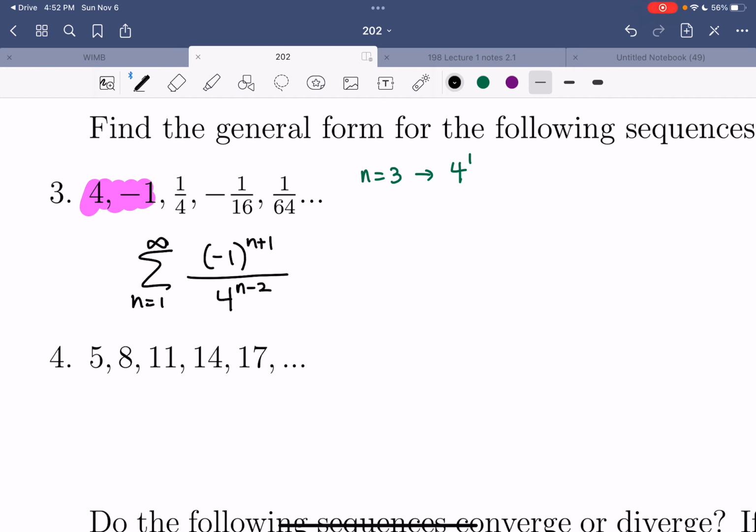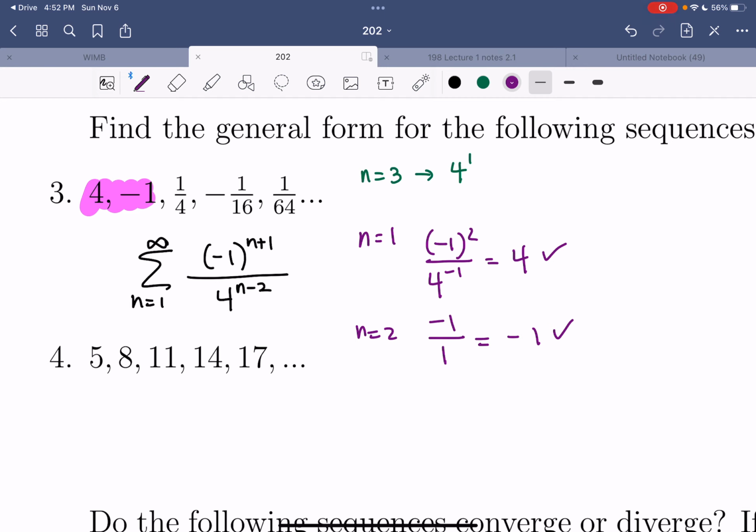So if I were to plug in n equals 1, I would get negative 1 squared over 4 to the negative 1, right? What that means is the 4 would come up, and negative 1 squared is positive. So positive 4 checks out. n equals 2. If you plug in 2, 2 plus 1 is 3. So that gives me a negative 1 up top. And then we're doing plug in 2. 2 minus 2 is 0. 4 to the 0 is just 1. So I get negative 1, and that checks out as well.